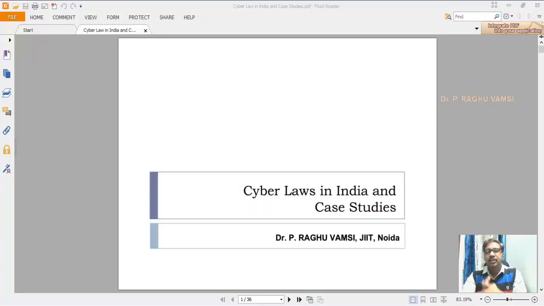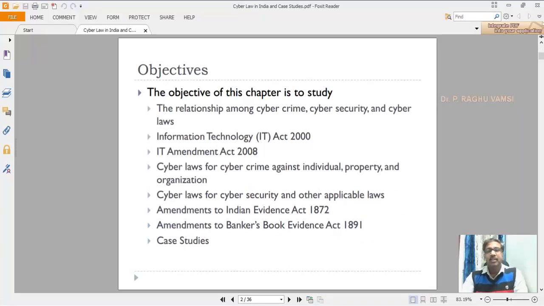And also these are supported by the IPC. At the same time, the Bankers Book Evidence Act and other evidence acts, especially digital related acts, and also acts such as the Indian Evidence Act 1872 are modified to support these cyber laws.